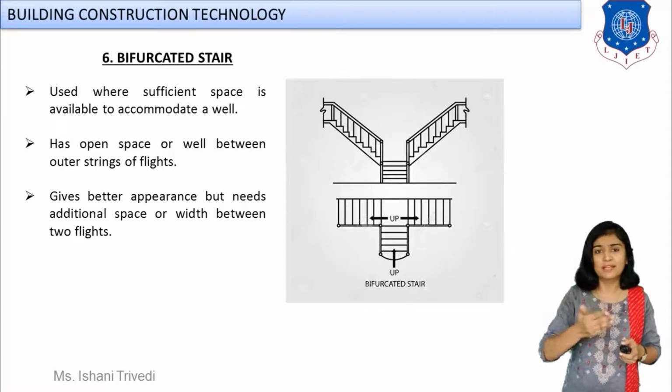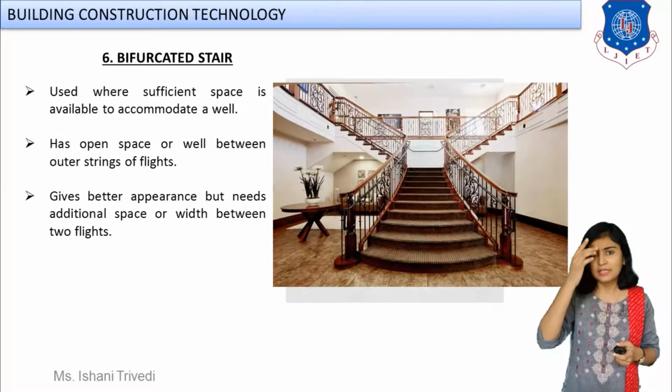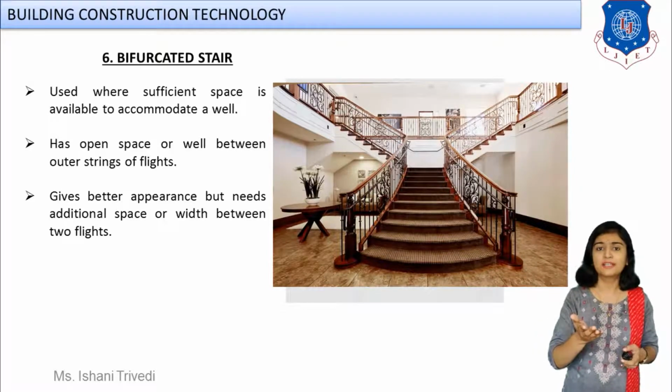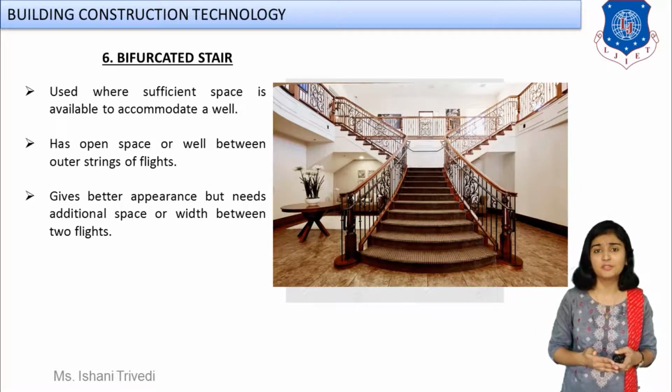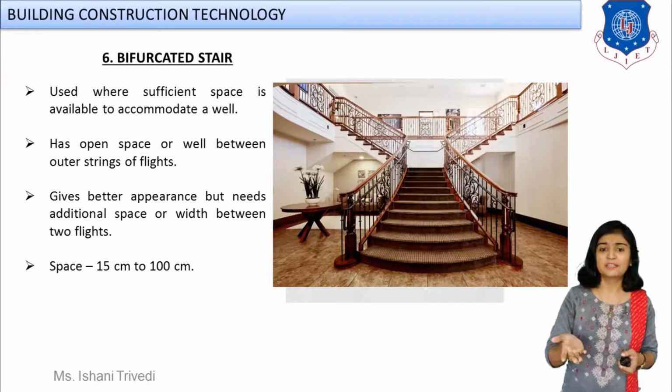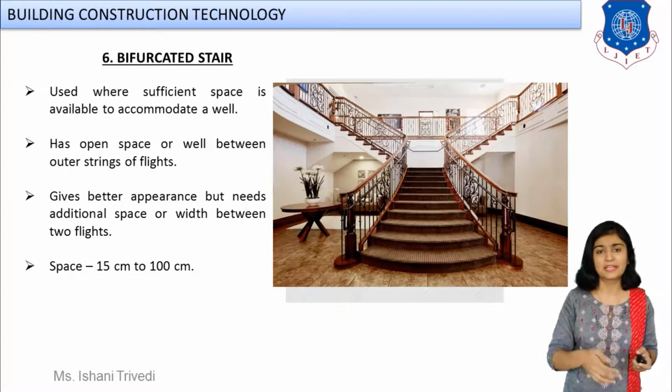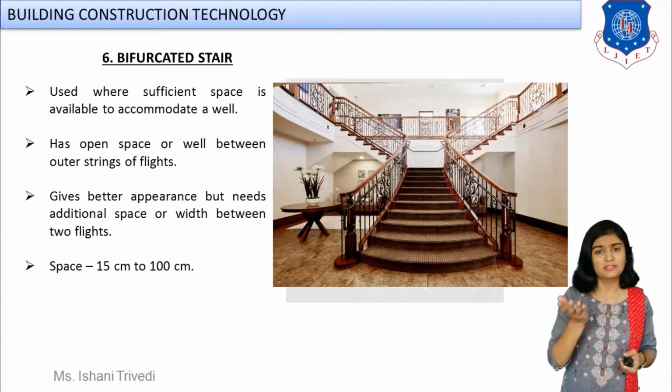So you know that the plan is very much simple to draw if you understand the cross-sectional elevation. And I am also flashing the real image which you can see over here, that how your bifurcated stairs appear. Okay students, the space will remain the same, otherwise it gives better appearance, and the points which I have discussed are the same points given in your theory.